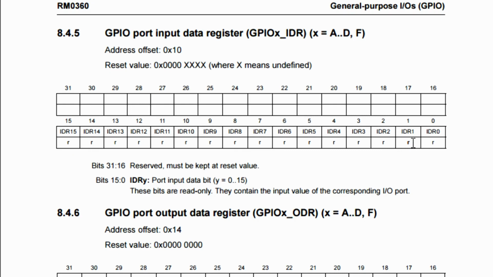We need to test whether this is going to be 1 or 0. So let's see how we can do that. We're going to use the AND bitwise operation here. We're going to start with the actual register, which is the GPIOB IDR register.